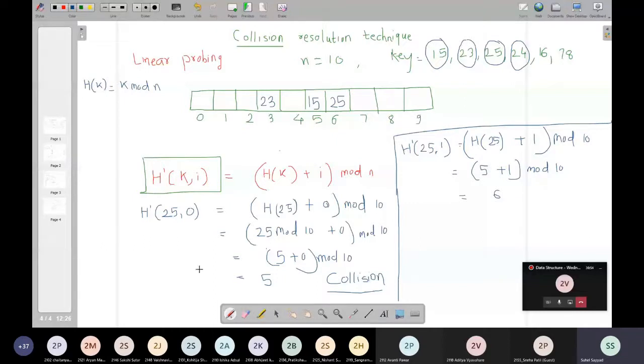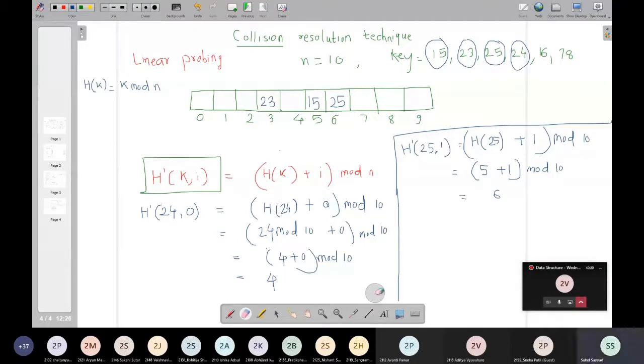So now I'll take the next key value, that is 24. I'm calculating h dash of 24, 0. What is h dash of 24, 0? It is h of 24 plus the value of I as 0, mod 10. So this will be 24 mod 10, correct? So this will give me the answer as 4.